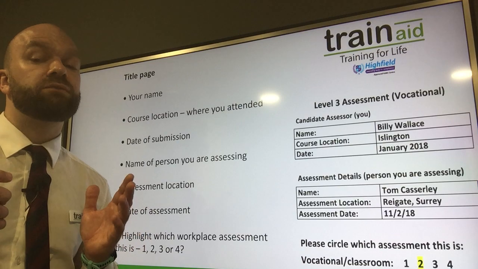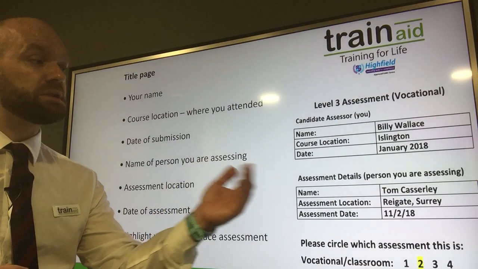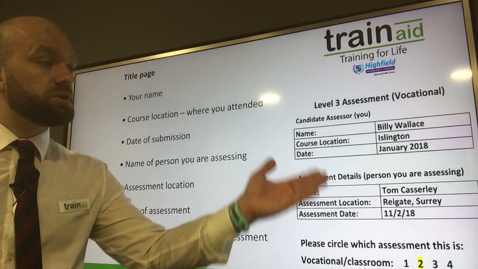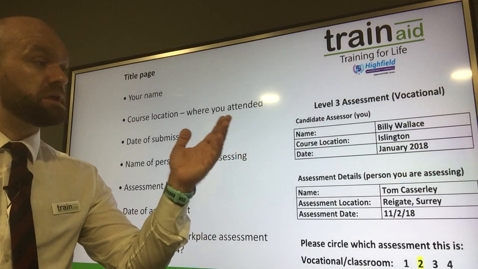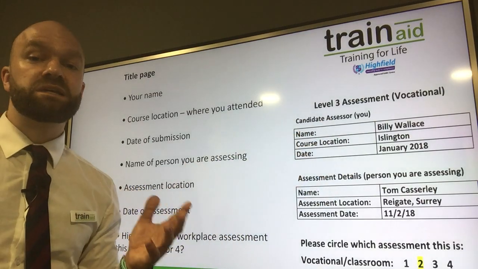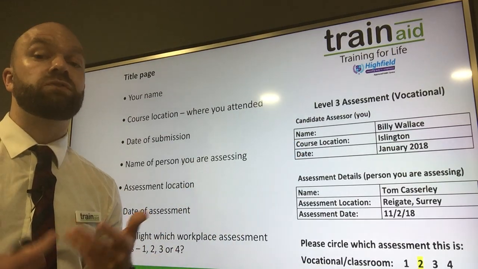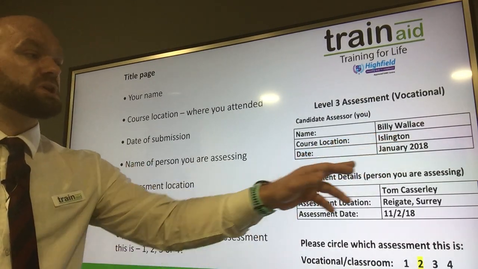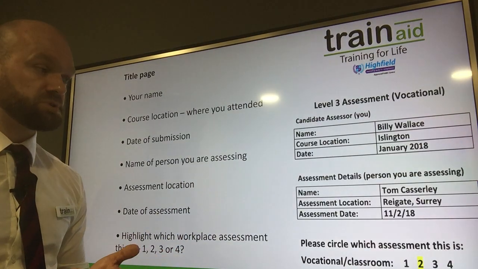Now, the next step, once you have your 4 vocational assessments in mind, is you need to start to plan your very own assessments. Please see our completed version of the vocational page. We have the candidate assessor, which is you, okay, and you will need to fill in details such as your name, the course location, so where you attended the course. If you're an online learner, just simply put distance or online learner. And we also have the dates when you created or started working on your assessments.